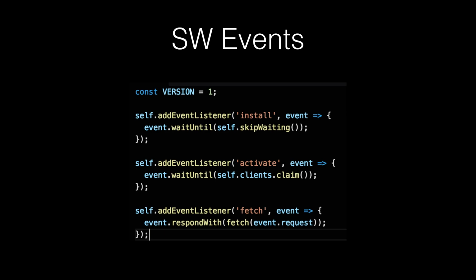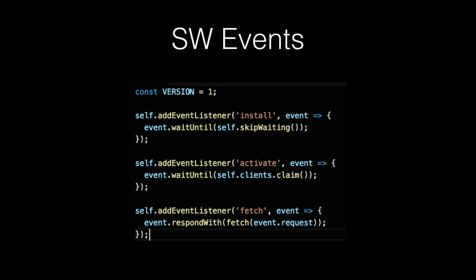And the fetch event allows us to respond with something. So we could do a simple pass-through by saying event.respondWith(fetch(event.request)). So event.request is the request that we're trying to get from the network. And event.respondWith takes either a response or a promise that resolves to a response, which is what fetch does. So this is going to be a totally simple pass-through.